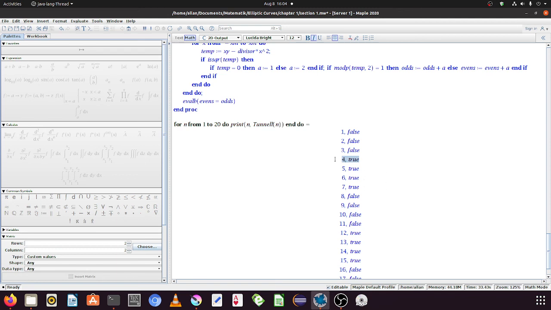But that doesn't make sense because it's not square free. True, true, true, false, false, false, true, true, true, 12. Again, it's false because 3 is false. But apart from that, we've solved the problem.